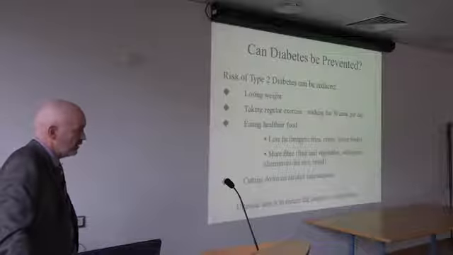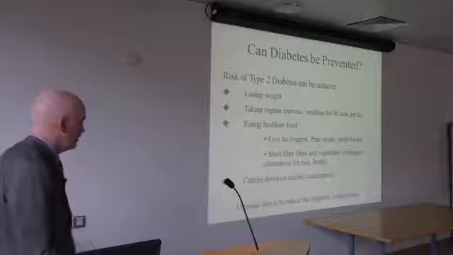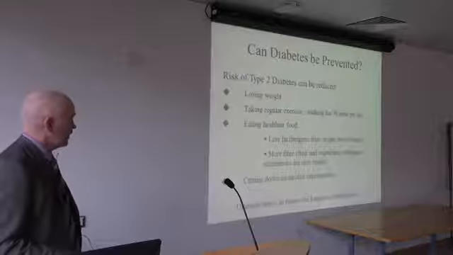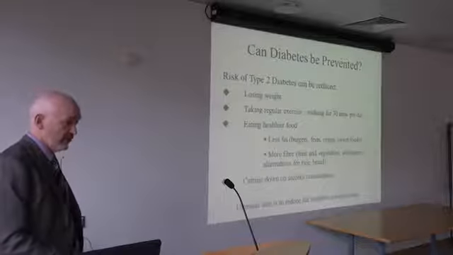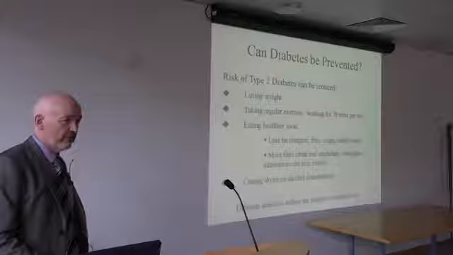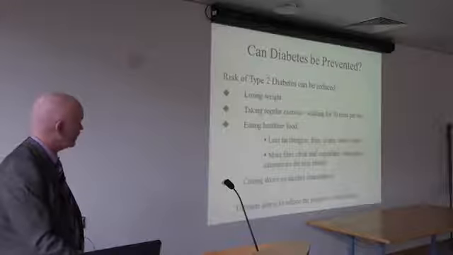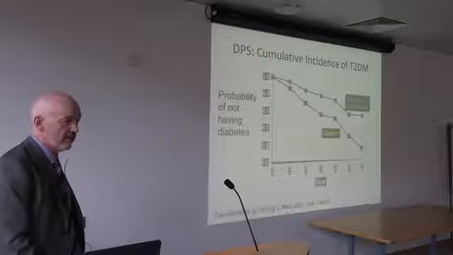Cutting down on alcohol consumption, because remember, alcohol has a lot of calories, and so that can contribute significantly to weight gain. So if we adopt these changes to our lifestyle, we know that type 2 diabetes can be prevented. And the ultimate aim, obviously, is to prevent the complications. But the first step is to prevent the disease.